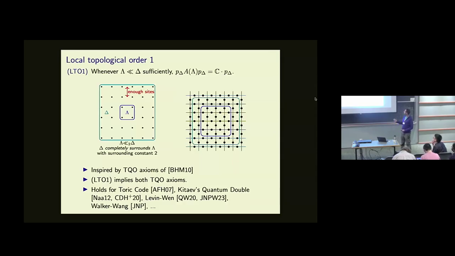This is inherently an error correction property, a topological error correction property. The idea is that if you think about the errors that might be localized in lambda acting on your ground state, and you project back into the ground state using this P delta, I get a scalar times the projection. I'm back in the code subspace. P delta is projecting onto that local code subspace. That's the idea.